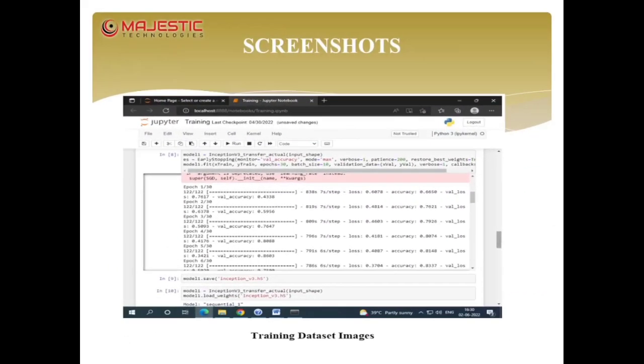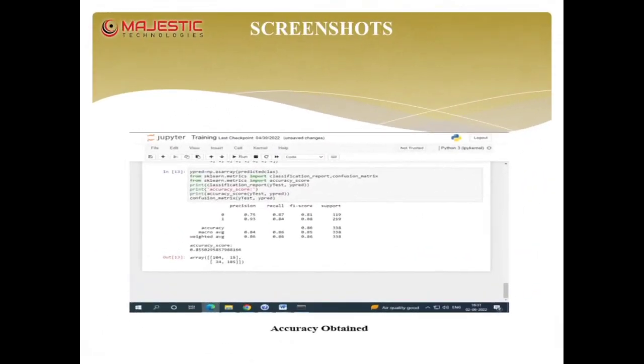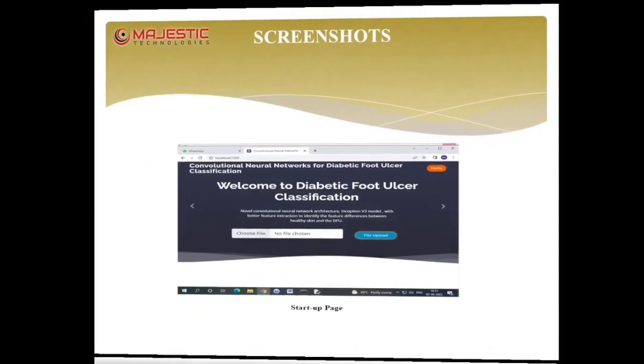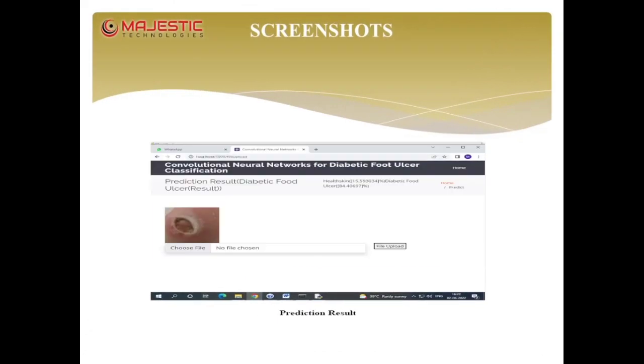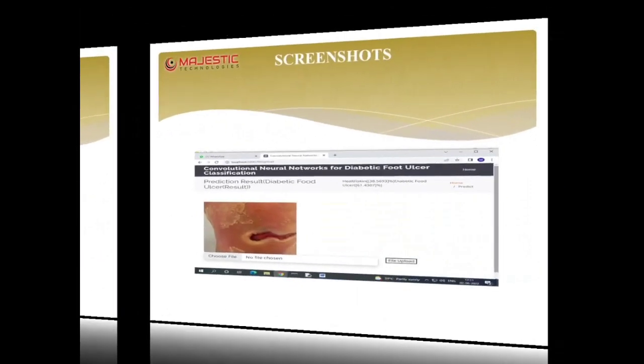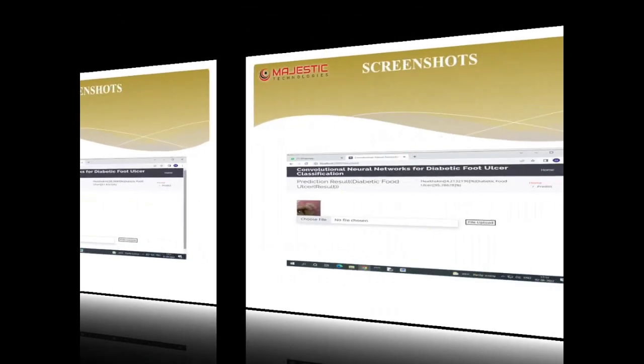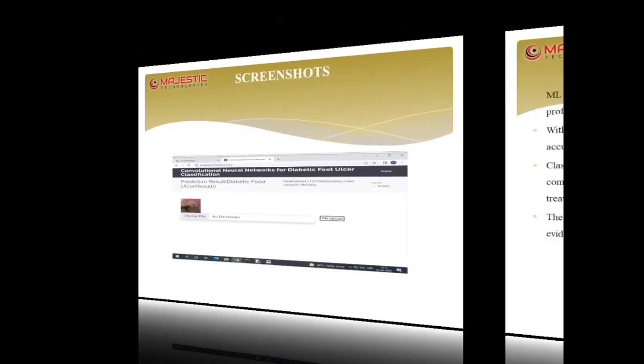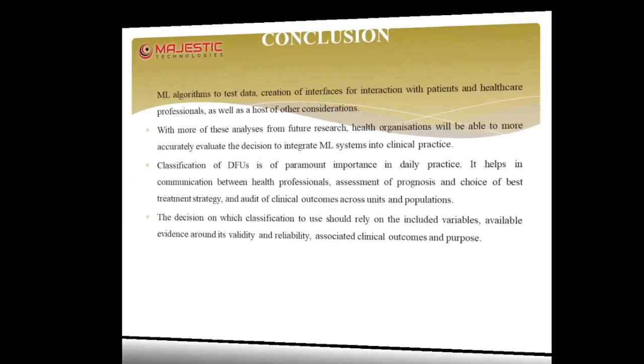These are some of the screenshots from the project. Thus, our system classifies the foot ulcer image as diabetic or normal skin with 90% accuracy.